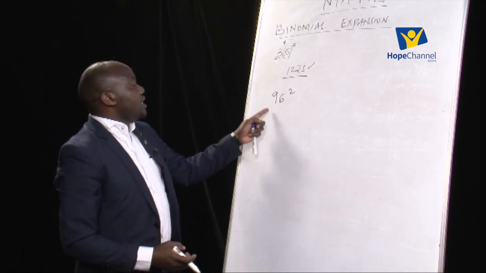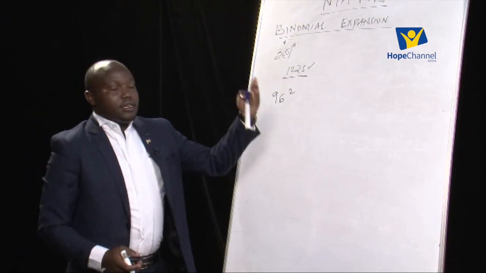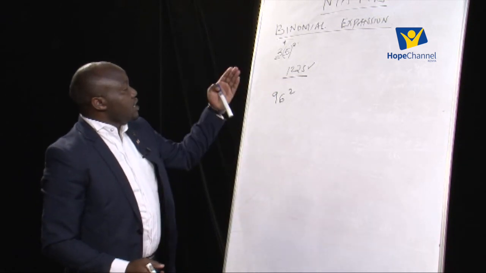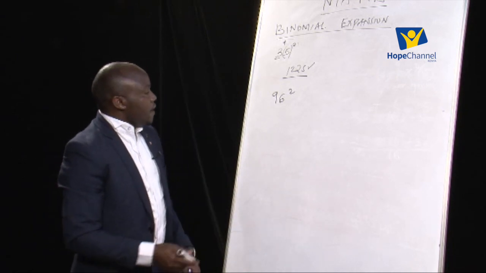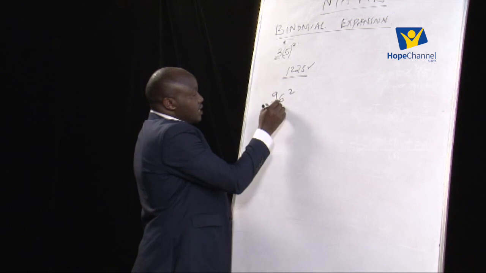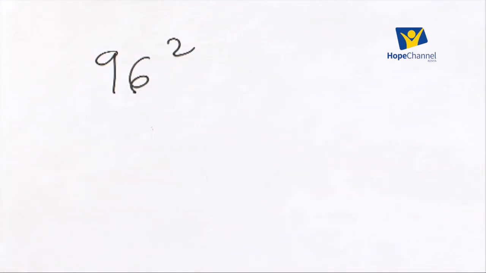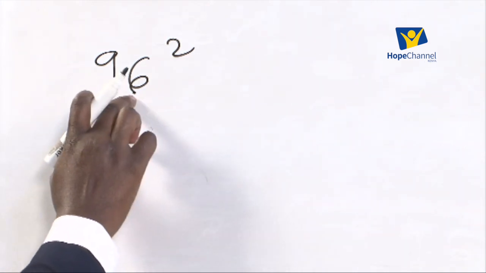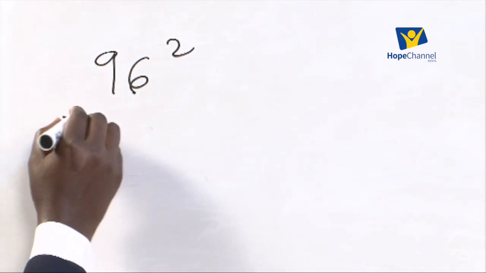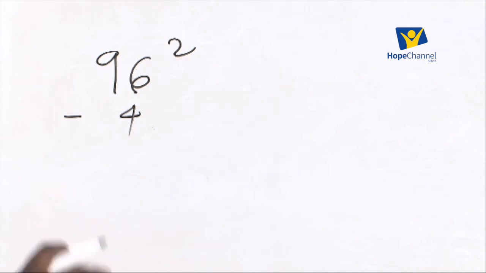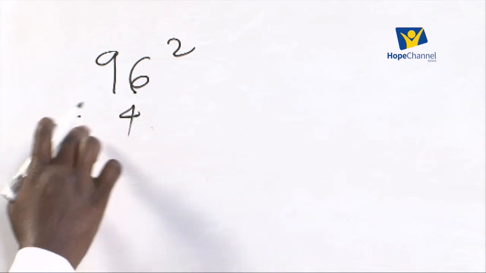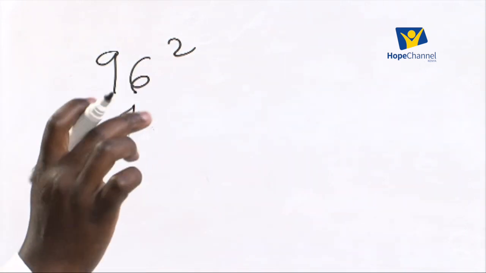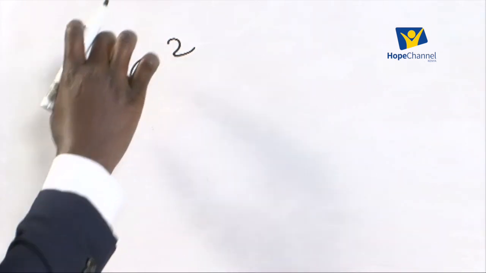The normal way is 96 times 96, then you proceed 6 times 6, 36, carry 3, which becomes more tedious and cumbersome for that matter. Now, how far is 96 from 100? What has happened to 100 to obtain 96? It means 4 has been subtracted. Remember, our baseline is 100. So if you add 100 minus 4, you get 96. It means from 100, 4 has been subtracted to obtain 96.